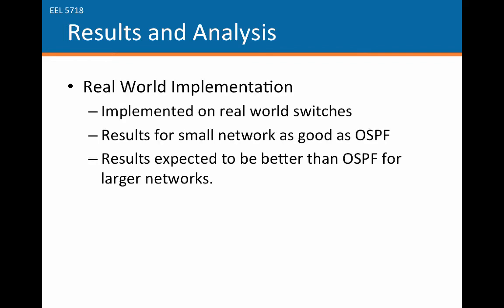And the last thing they did was a real-world implementation, which again we are not able to do. They actually used real switches and implemented their SRP on the switch, and they used a small network. And the results are that on a small network, SRP is as good as OSPF, and on larger networks, they expect SRP to be better, since the route calculation delay is less on SRP once the number of nodes in the network grows. So yeah, those are the basic results from our project.